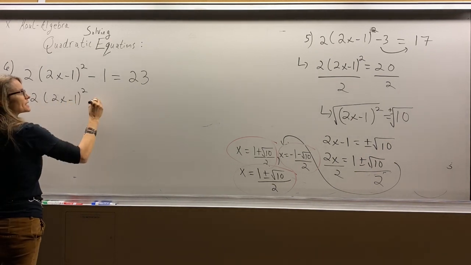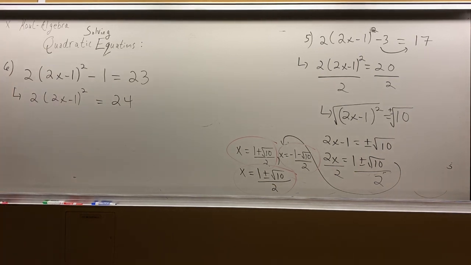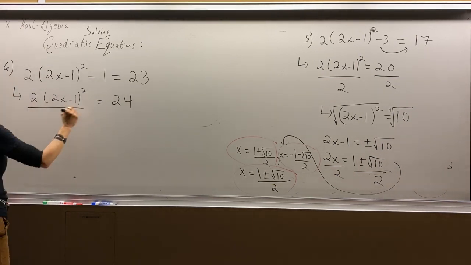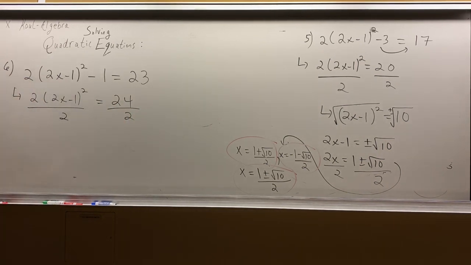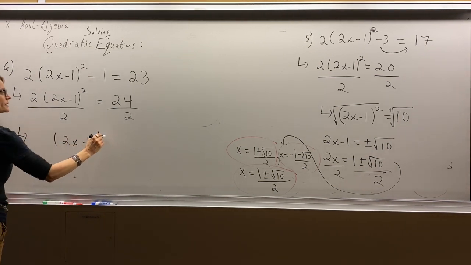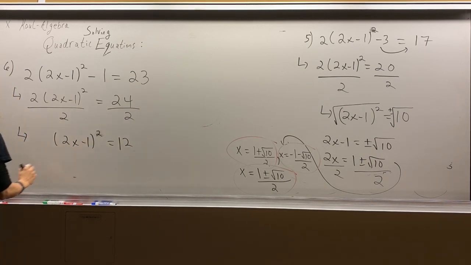And here we're going to go ahead and add our 1 to both sides so that we have 24. Okay. Then I'll notice that I want to divide out that 2 to keep it simple. So I just have my whole quantity squared all together without any coefficients. And now I have 2x minus 1 quantity squared equals 12. And again, I want to apply the square root property.